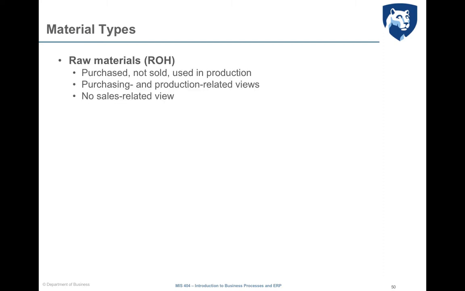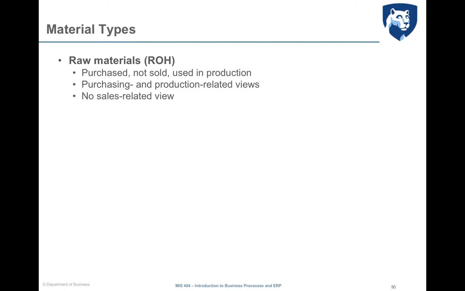Raw materials, which are coded in SAP ERP as ROH, are all those materials purchased from an external source, so a supplier, and used then for the production process. And they are not seen directly in their nature by the final customer. And so, let's say the material master for raw materials will include data related to procurement and production, but not fulfillment.